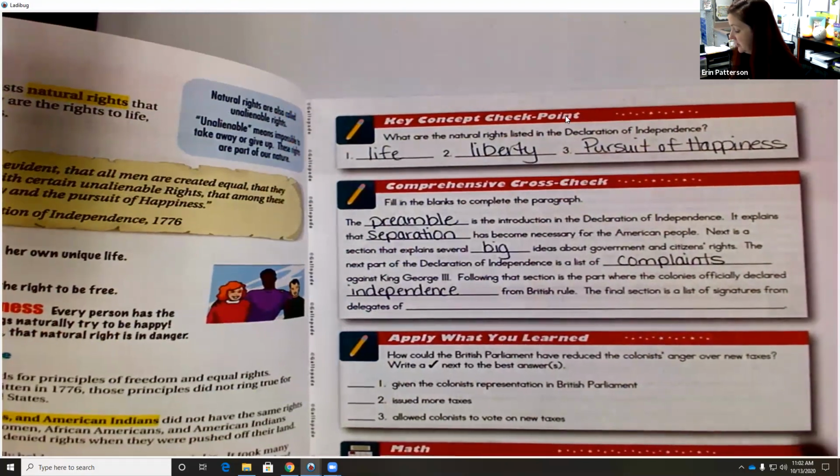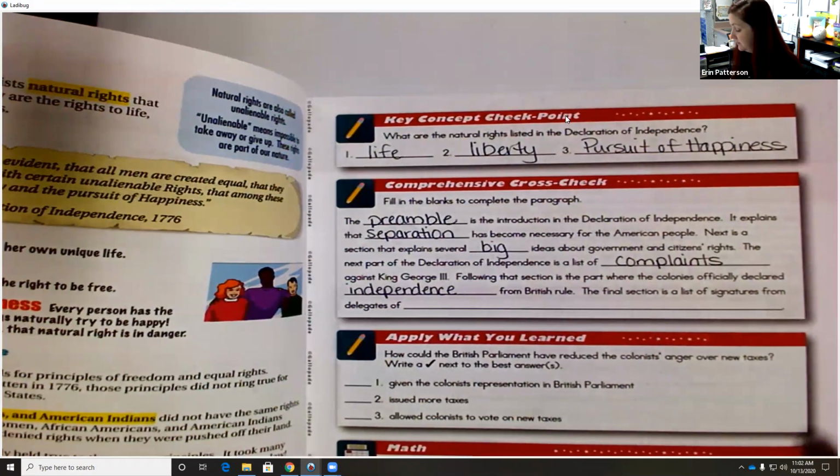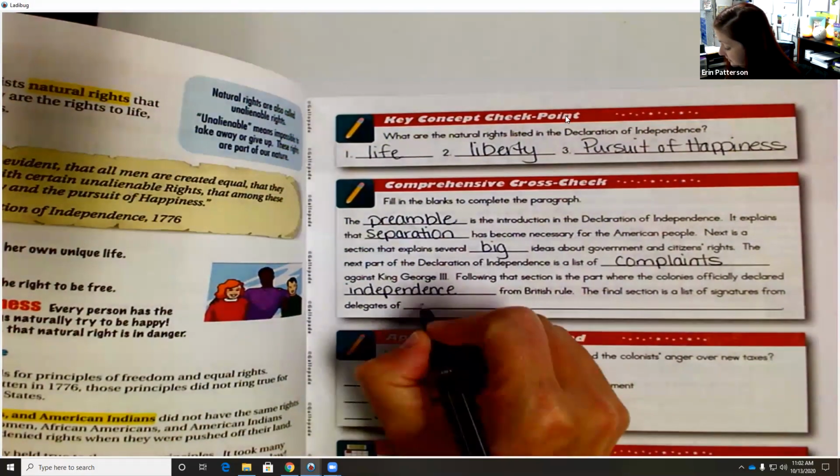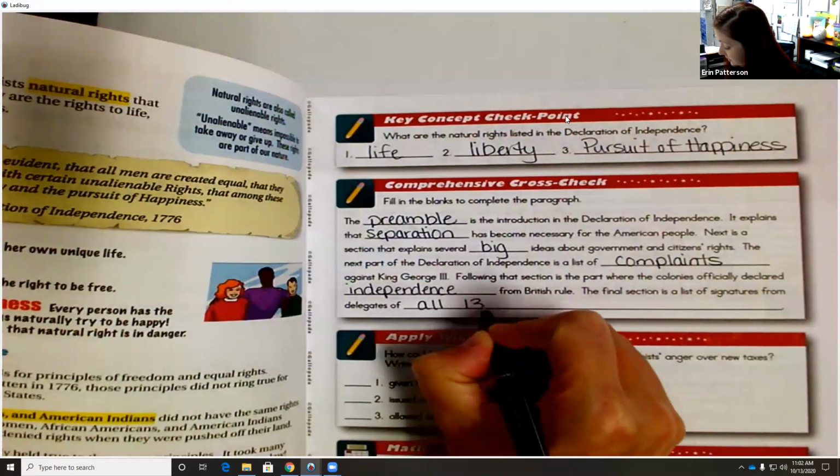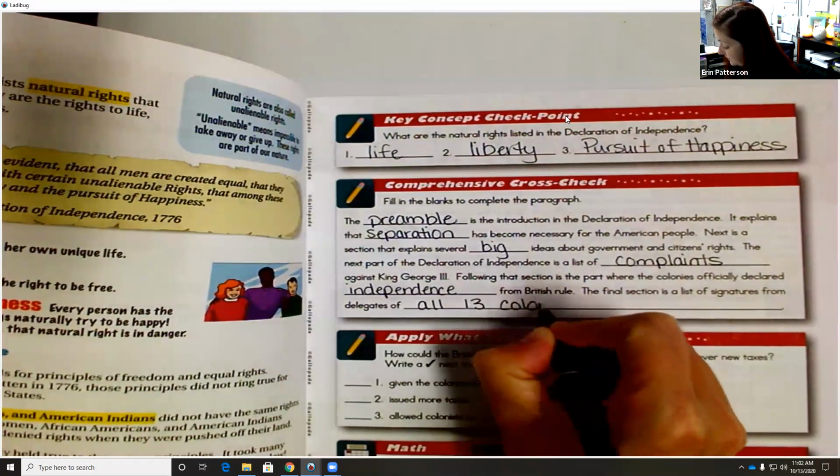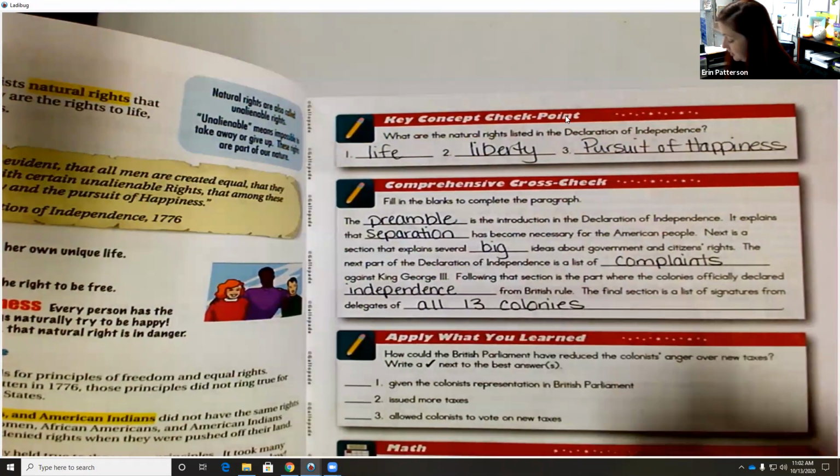The final section is a list of signatures from delegates of all 13 colonies.